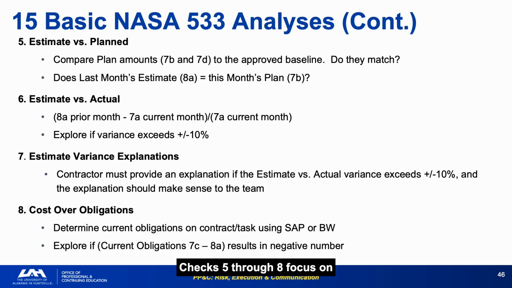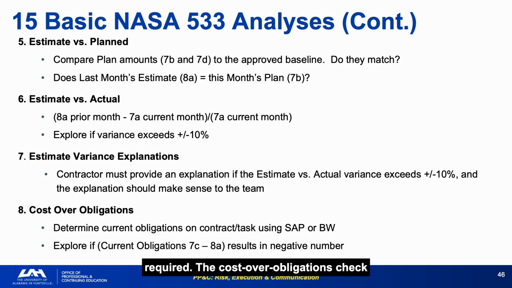Checks 5 through 8 focus on estimate quality, actual versus estimate variance, variance explanations, and the cost over obligations risk, which is the situation in which the contractor may incur costs without adequate funding authority. The 10% variance threshold for both estimate versus actual and actual versus plan analysis is a standard trigger, not a guarantee that everything below 10% is fine, but a reliable flag for when formal explanation is required.